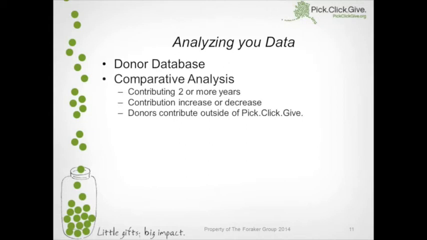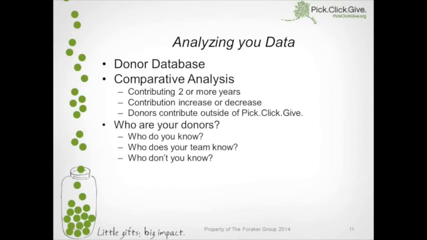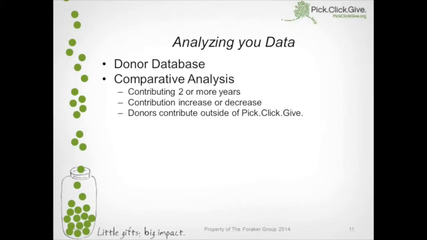So, comparative analysis. In looking at your donors and those that are contributing through Pick.Click.Give, Pick.Click.Give has been an option since 2009. So if you were an organization that was participating since the beginning, that's 6 years of possible data, but you don't have to have had 6 years of data. You could have only had 2. If your organization has been participating for more than 1 year, you have information to start to show you who your donors are and start to see some trends. So let's talk about what some of those trends are that you could start to look at and think about.